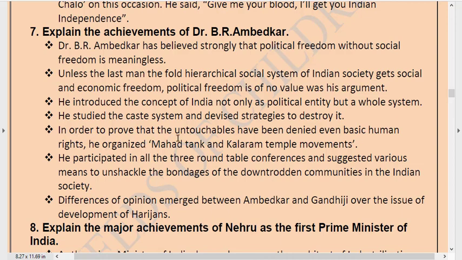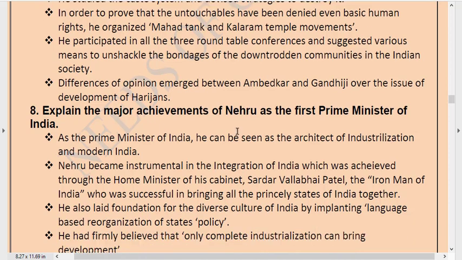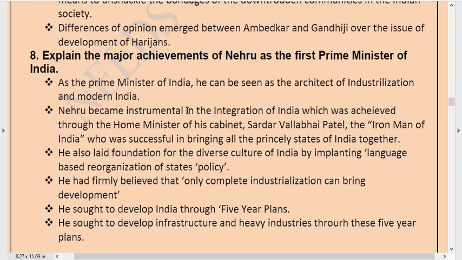In order to prove that the untouchables have been denied even basic human rights, he organized the Mahad Tank and Kalaram Temple movements. He participated in all three round table conferences and suggested various means to unshackle the bondages of the downtrodden communities in Indian society. Differences of opinion emerged between Ambedkar and Gandhiji over the issue of development of Harijans. These are the contributions of Dr. B.R. Ambedkar. Let's come to the next question.